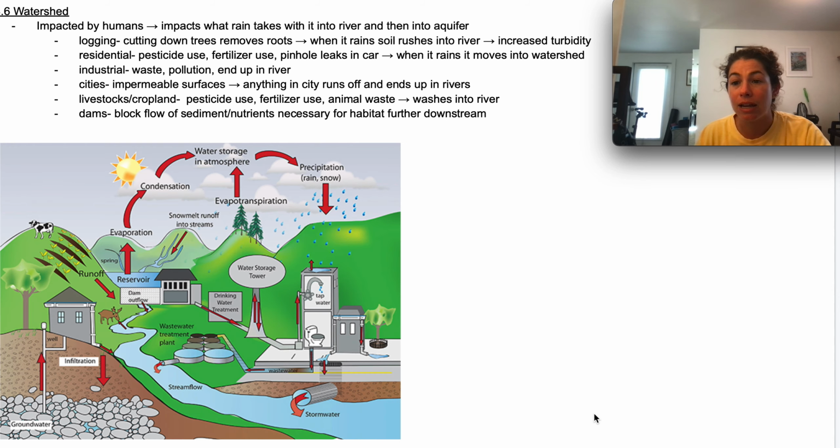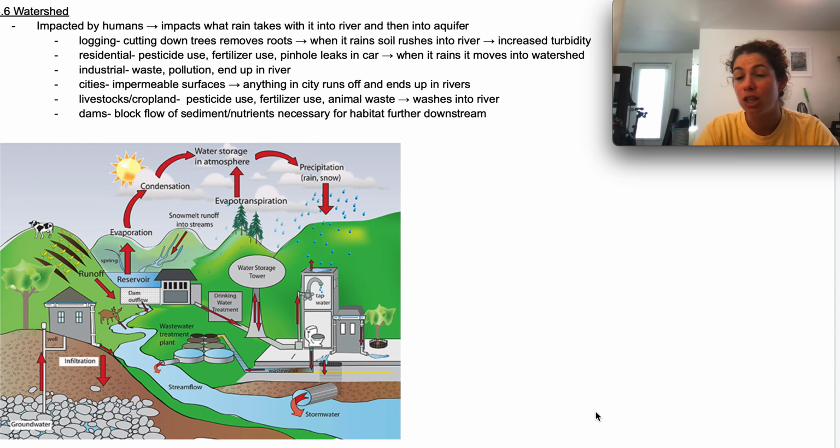Watersheds are very impacted by humans, a lot of it from that groundwater percolation. Whenever we pave areas for urban or suburban areas, we prevent water from percolating back down into our groundwater. That's, I think, one of the biggest ways. Logging: whenever we cut down trees and remove those roots, the rain will rush into the river faster. We're increasing turbidity because a lot of that soil is ending up in the river. We're increasing soil erosion also, which is a theme we have been talking about a lot. Soil erosion, soil erosion, soil erosion.